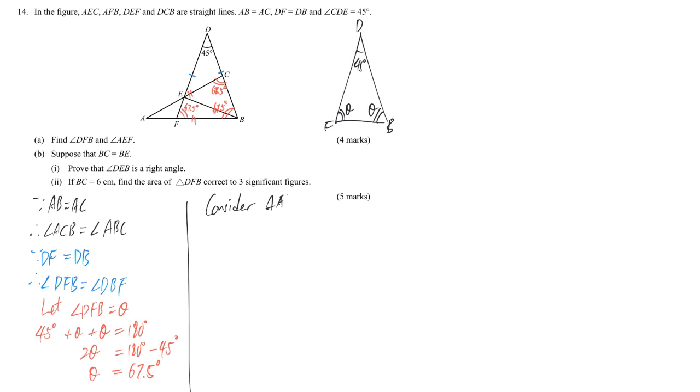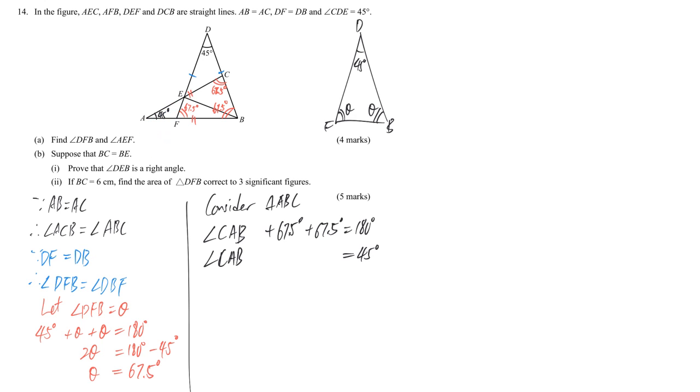So consider triangle ABC. We know that angle CAB, that means the missing angle here, together with 67.5 degrees, another 67.5 degrees, equals 180 degrees. Angle sum of triangle. So we get angle CAB is also 45 degrees. Afterward, we can use adjacent angles on a straight line to get angle AFE, and then we can get the rest by angle sum of triangle here.